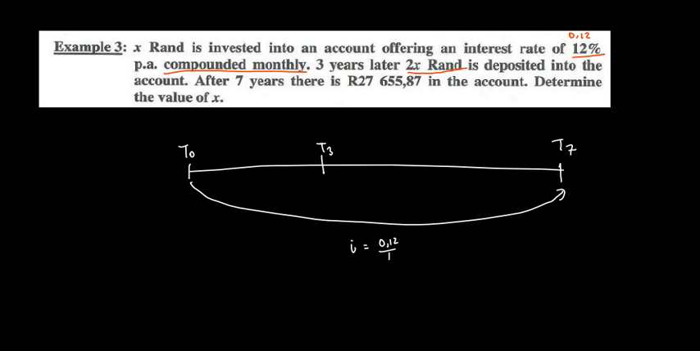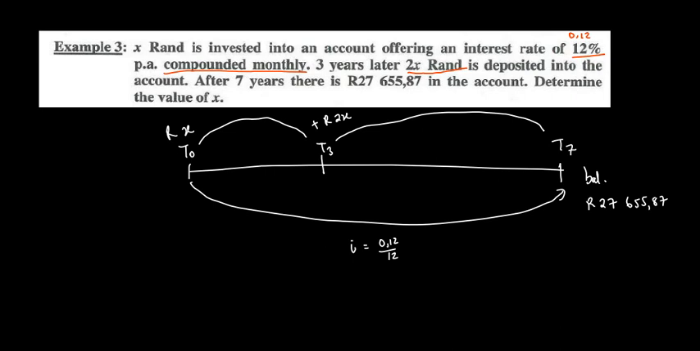So the interest here was 0.12 divided by 12. Now they invested how much? X rand, right? Then 3 years later, what did they do? They deposited 2x rands into the account. Now then it grew until that. Now at the end of the 7 years, we find that in the account there is a final balance of 27,655.